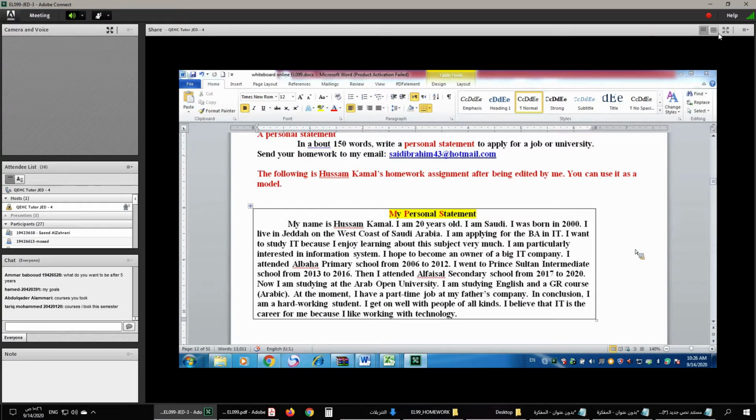As we agreed, what do we do with the title? The title of the paragraph. Where do we place the title of the paragraph? Yes, Abdul Qadir is typing. Others are typing. Yes, in the center, in the middle of the first line.